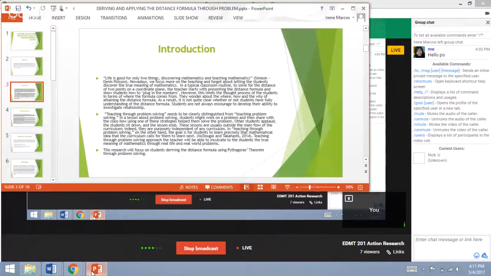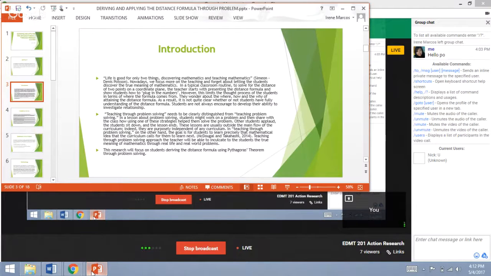In teaching through problem solving, it needs to be clearly distinguished from teaching problem solving. The phrase teaching through problem solving will always be different from teaching problem solving. In a lesson about problem solving, students might work on a problem and then share with the class how using one of these strategies helped them solve the problem. Other students can applaud, the student sits down and the lesson ends. That's how you teach problem solving.